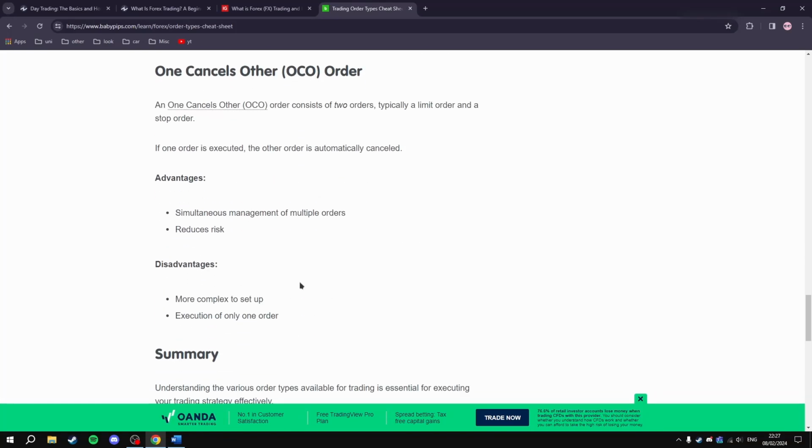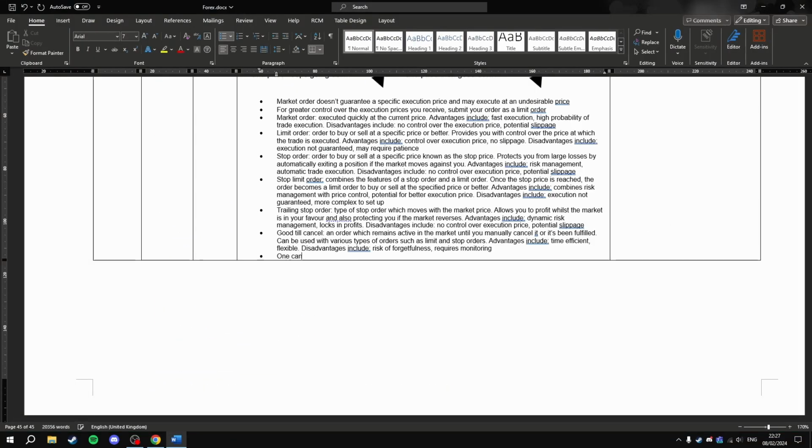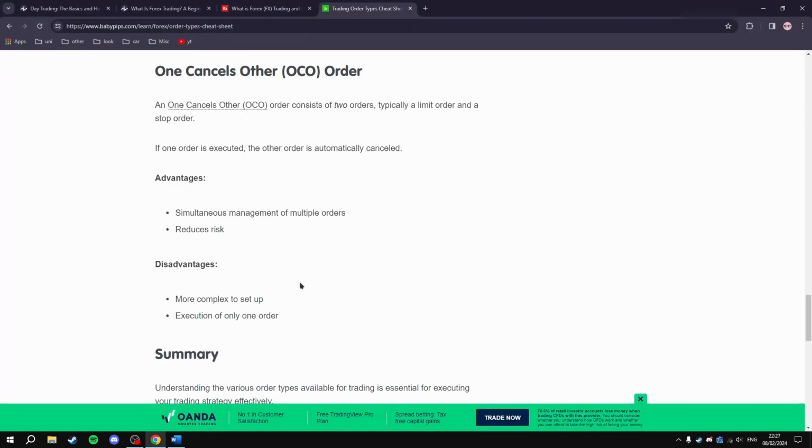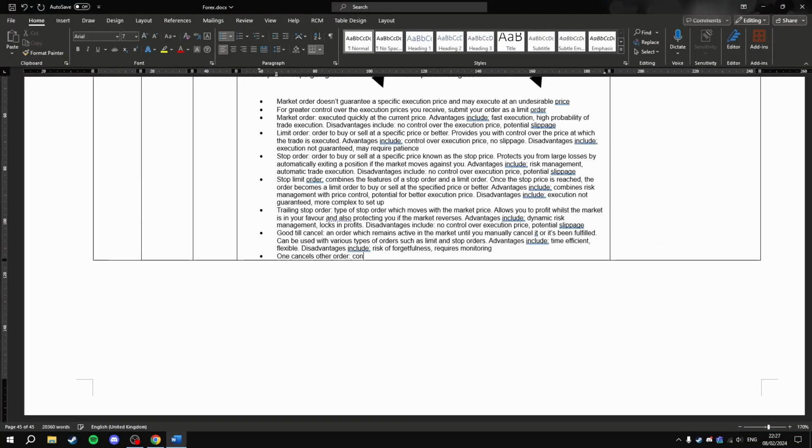One cancels other order. A one cancels other order consists of two orders, typically a limit order and a stop order.